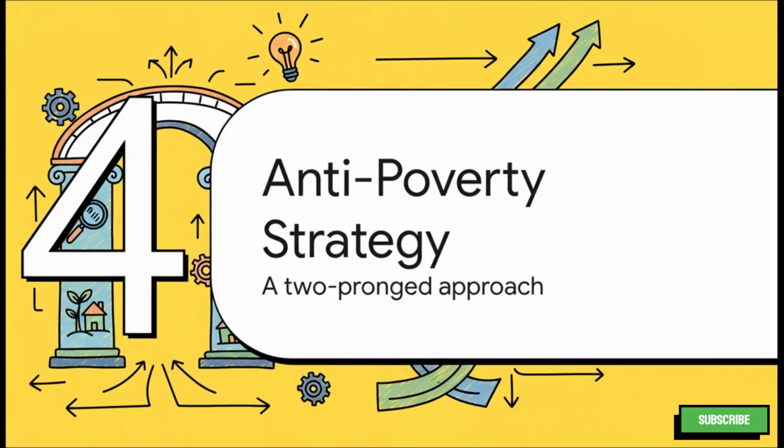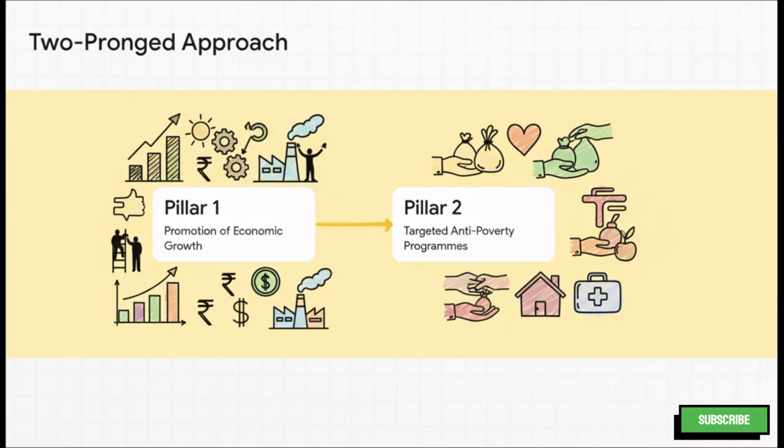So, what about the solutions? The Indian government's strategy to fight poverty has, for a long time, been based on 2 main pillars. Let's break down this 2-pronged approach. The first pillar is promoting economic growth. The basic idea is that a rising tide lifts all boats. As the economy grows, it creates opportunities and resources that should reduce poverty. The second pillar is made up of targeted anti-poverty programs, which are designed to directly help the poorest of the poor.